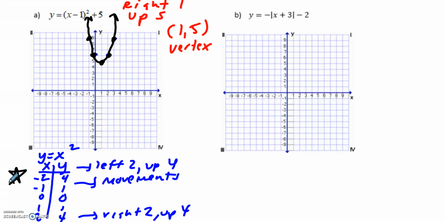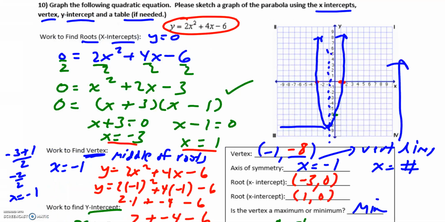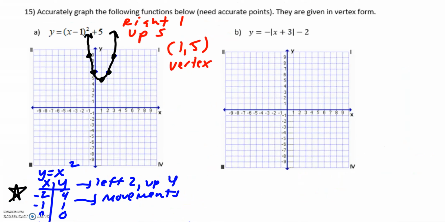And so in summary, when something's in vertex form, you can look at it and say, ooh, this is going to the right 1, up 5, so I'm going to shift the whole parabola up and just use the quick movements instead of doing this from earlier in the video. We don't have to do this stuff because this is in standard form, but these are in vertex form.